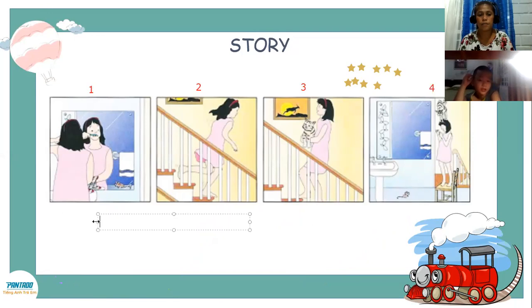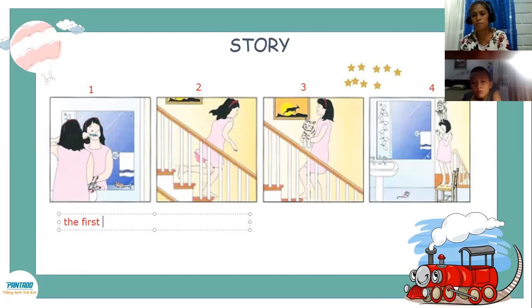A second picture, the girl is going down. A third picture, the girl is going up. The last picture, the girl can see her cat, and the cat is on her head.